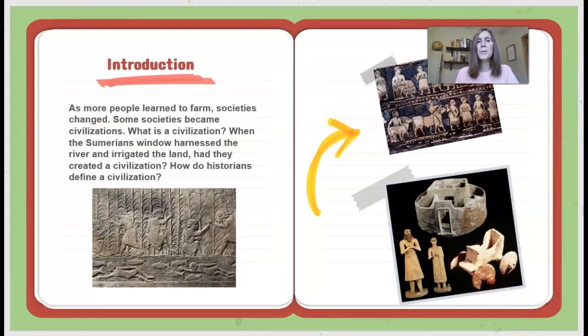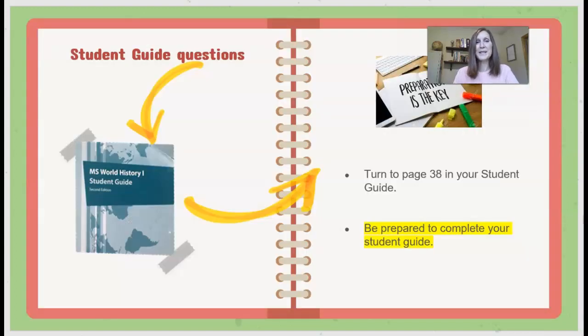Introduction. As more people learned to farm, societies changed. Some societies became civilizations. What is a civilization? When the Sumerians harnessed the river and irrigated the lands, had they created a civilization? How do historians define civilization? So you can see that word civilization definitely keeps repeating itself.